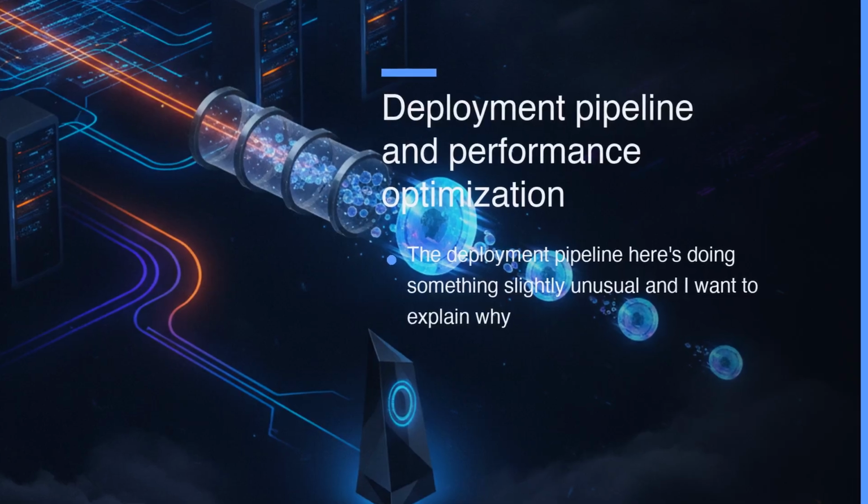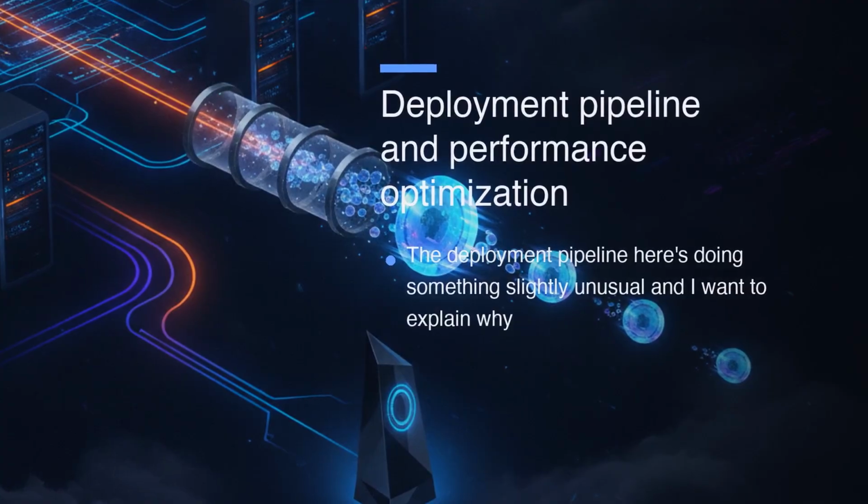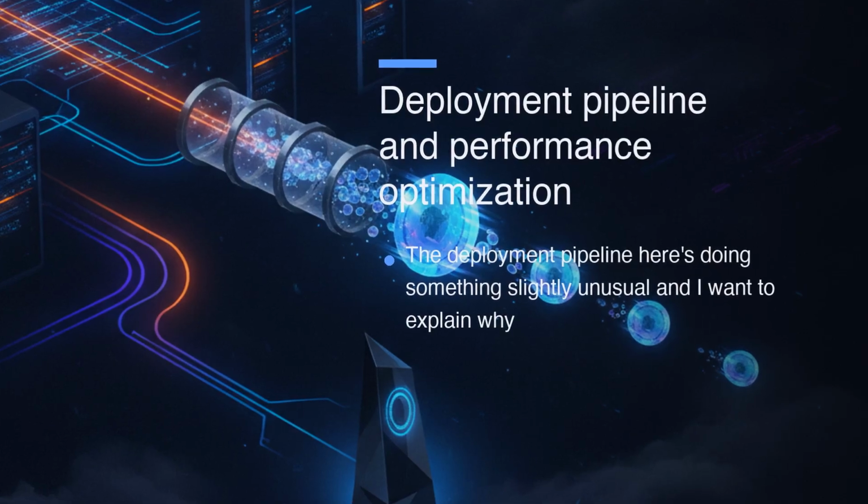Final stretch. The deployment pipeline here is doing something slightly unusual, and I want to explain why. The edge function that handles the AI streaming has a maximum duration of 30 seconds on Vercel's hobby plan. Extended conversations can easily exceed that. My solution is response chunking with continuation tokens. When the function approaches its timeout, it gracefully closes the stream and includes a continuation token in the final chunk. The client detects this, automatically reconnects with the token, and the conversation resumes seamlessly.